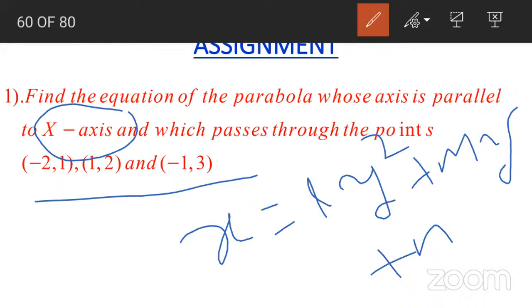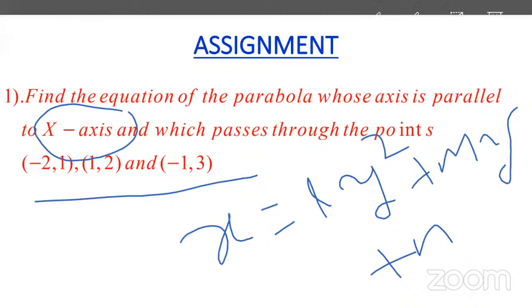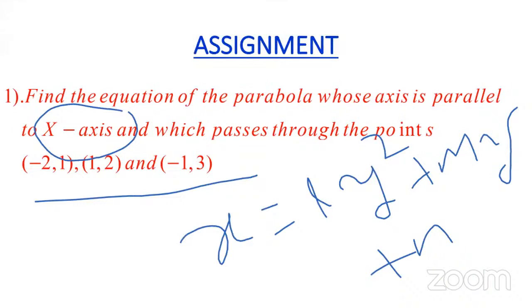This equation is passing through minus 2 comma 1, then you will get one equation. If passing through 1 comma 2, you will get another equation. If passing through minus 1 comma 3, you will get another equation. These three equations you have to solve for l, m, n. After finding l, m, n, substitute in the equation and simplify. That is the required parabola equation which you want. So this is the assignment for today.